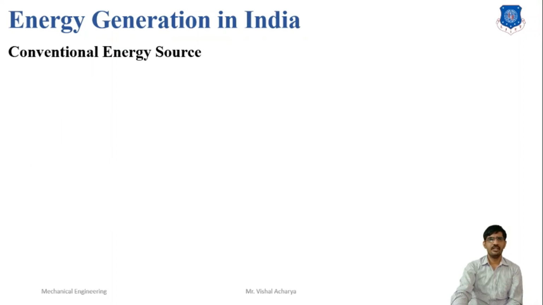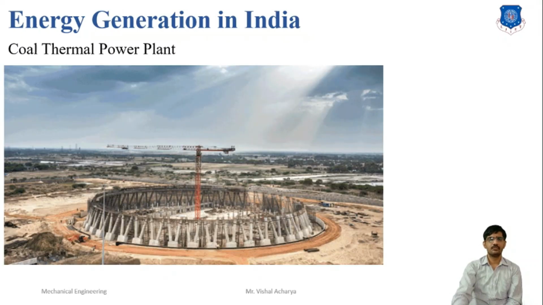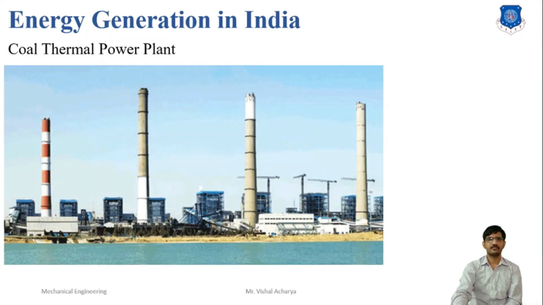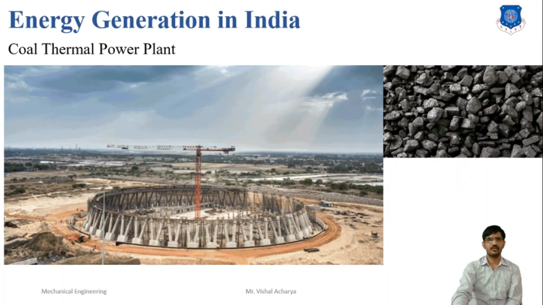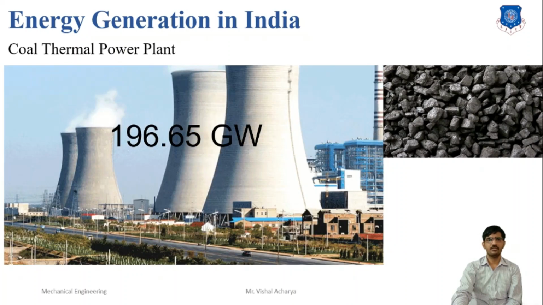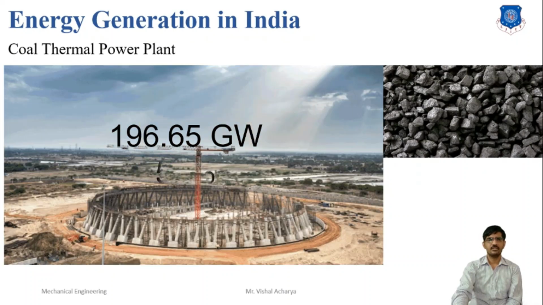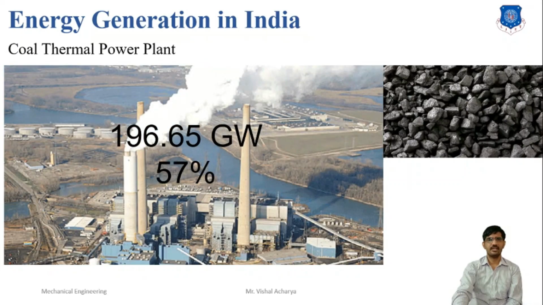For the conventional energy sources, we use coal, nuclear, gas power plants and diesel power plants. Here, the hydropower plant is also considered as both a conventional and non-conventional energy source. For the coal thermal power plant, the main source is coal. The total electric generation from coal thermal power plants is 196.65 gigawatts. It contributes 57 percent of total production of electricity.